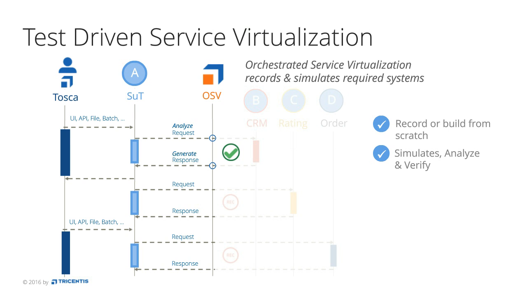OSV verifies already at the interface level, making sure that the data handover has been correct, so you do not need to have the third-party system available or test in those, or verify the data in those third-party systems. Service virtualization includes functions. Why is that necessary?